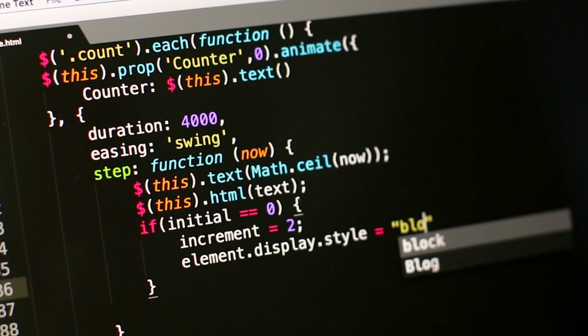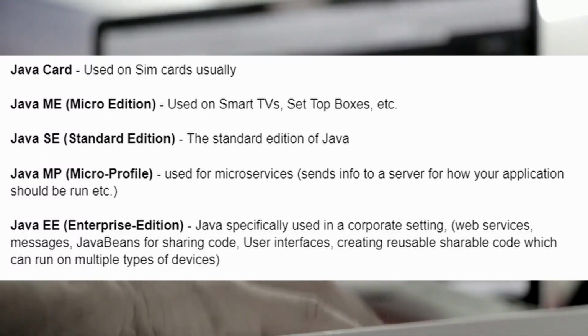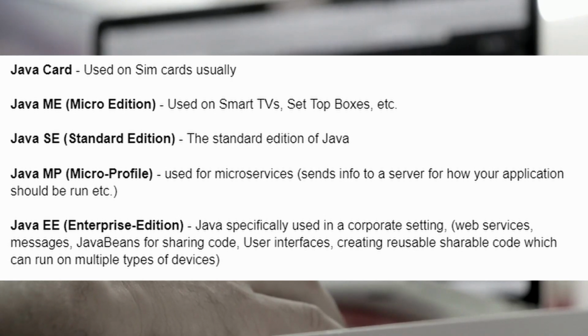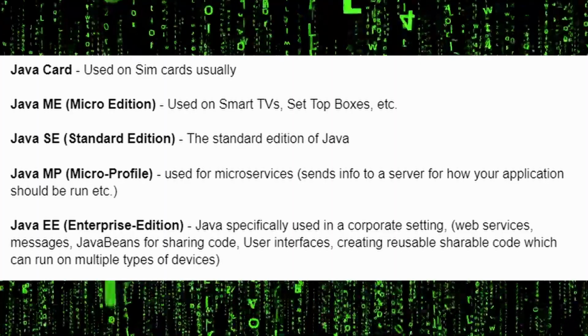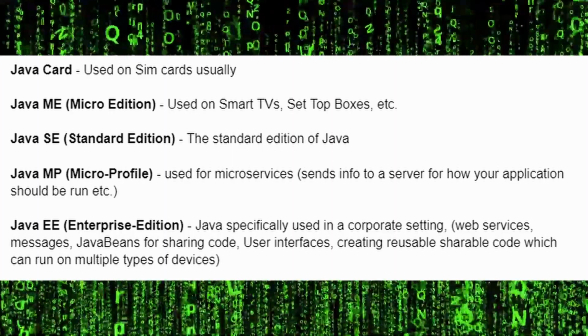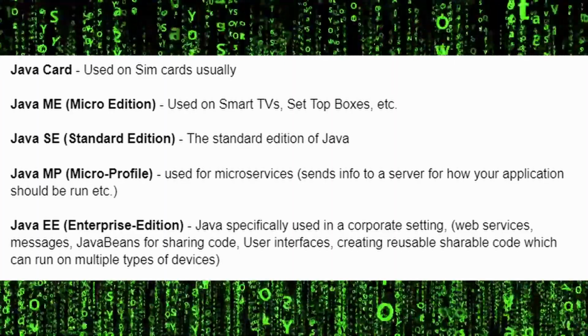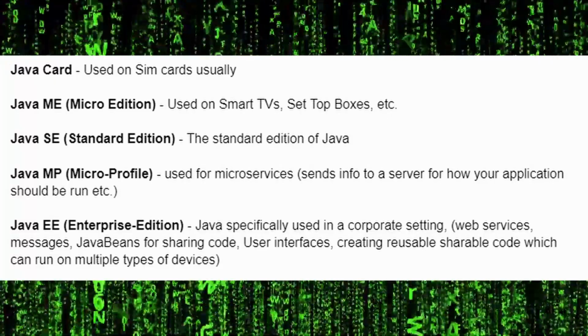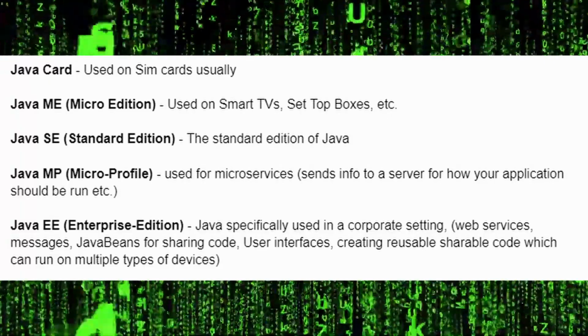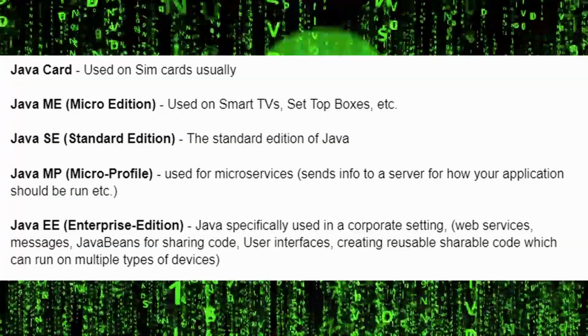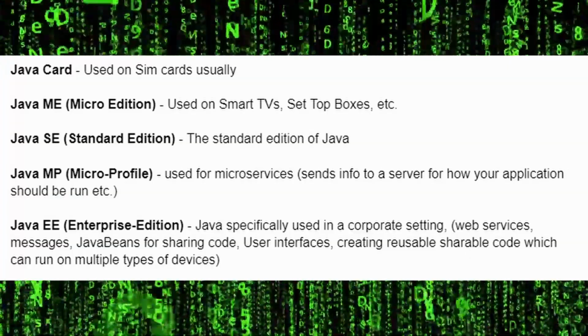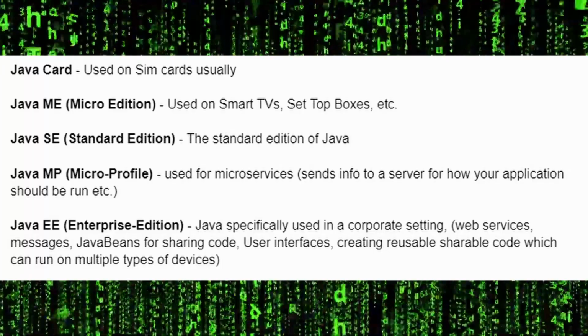So let's quickly look at the Java ecosystem. First up, we have Java Card, which is usually used on SIM cards. Java ME, which stands for Java Micro Edition, is used on smart TVs, set-top boxes, and other devices. Java SE, which is Java Standard Edition, is just a standard edition of Java. Java MP, which is Java Micro Profile, is used for microservices, which means sending info to a server for how your application should run, and other things like that.